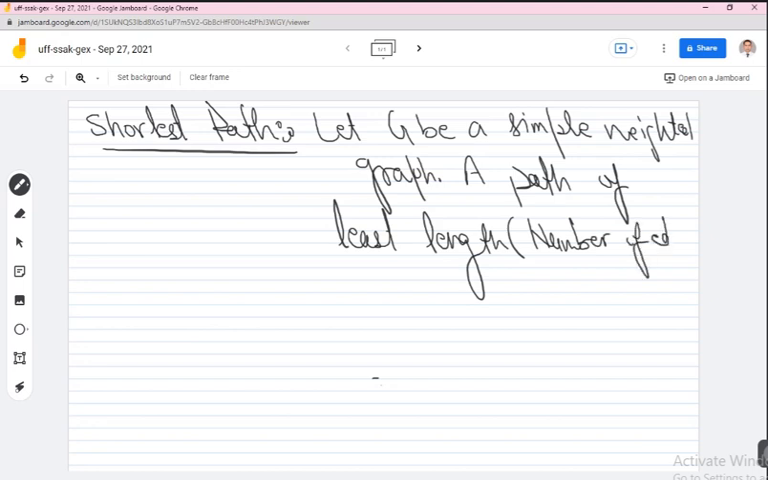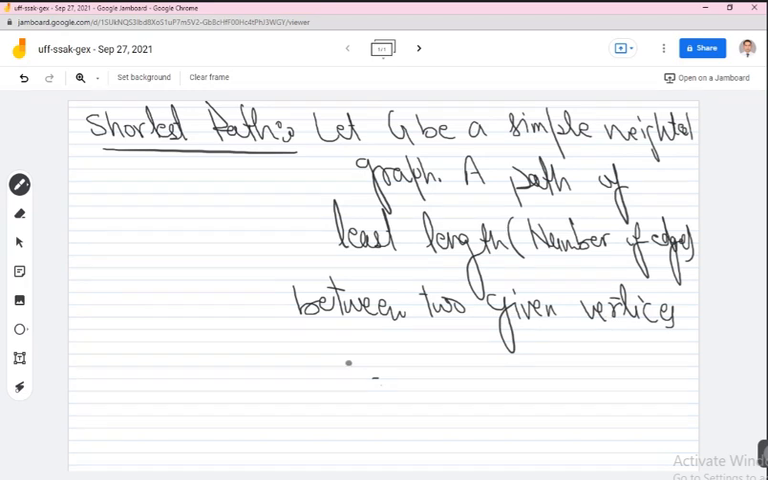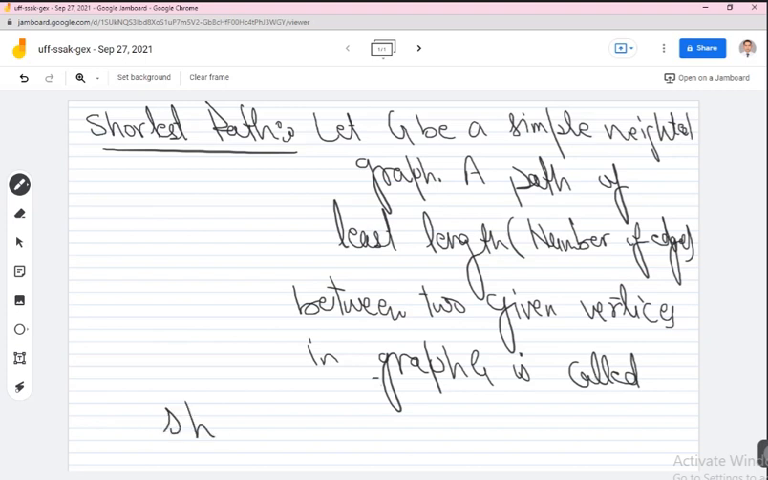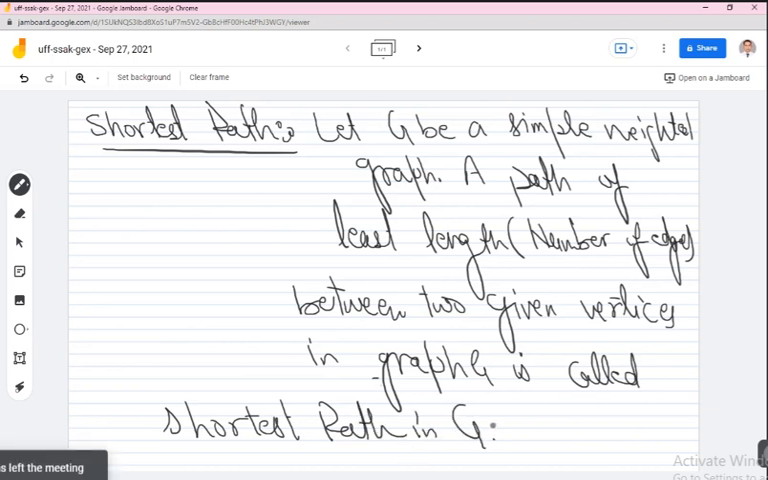Number of edges between two given vertices in graph G is called the shortest path in G. Okay.